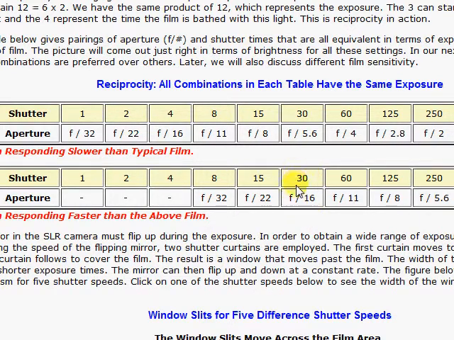Once we have these locked in, when you go 1/2 the time to go from 30 to 60, a 60th of a second instead of a 30th of a second, you have to double the area. So here, if I were to double the time, twice as much time, a 15th of a second is twice as much time as a 30th, I have to halve the area.